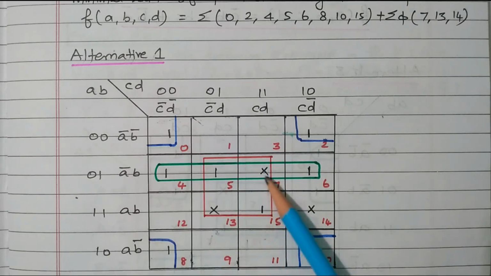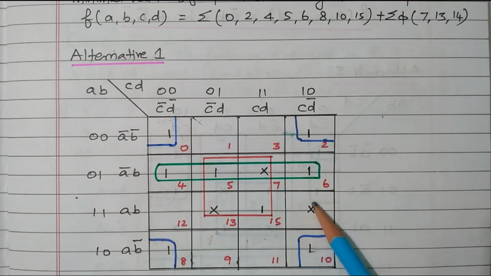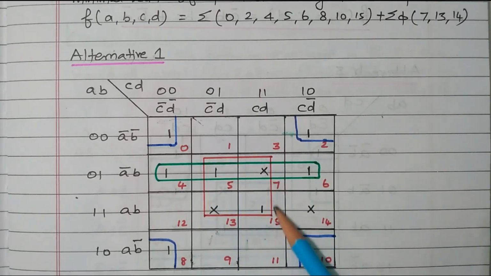If it is needed, we can take the don't care condition. At the same time, it is not necessary to cover all the don't care terms. If we need, we can take it into account, otherwise we can leave it. For example, here these two don't care conditions we are using to group this in order to get the 4 cell grouping. At the same time, this one is not taken into account. So that is the meaning. If we need, we can take it, otherwise we can leave it, right?